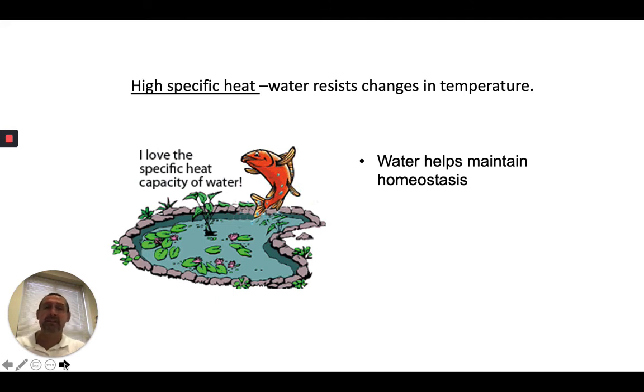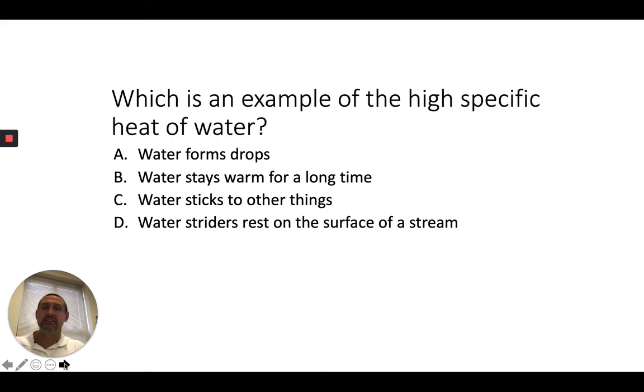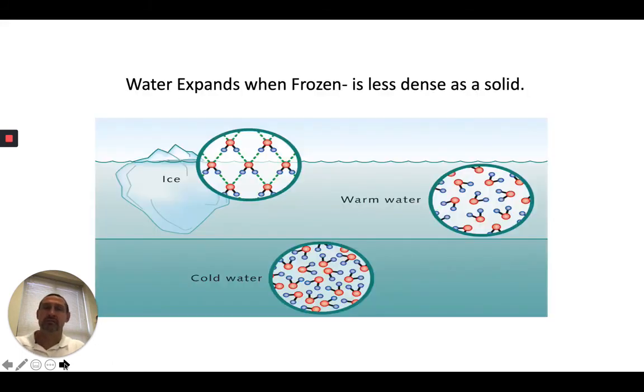High specific heat means that water resists temperature changes. So places near large bodies of water, the temperature doesn't fluctuate very much. I think about hot chocolate. It stays hot for a long time. To get the water to heat up, it takes a long time. That's high specific heat. So hopefully you picked that water sticks to other things. Hopefully you picked that it stays warm for a long time.